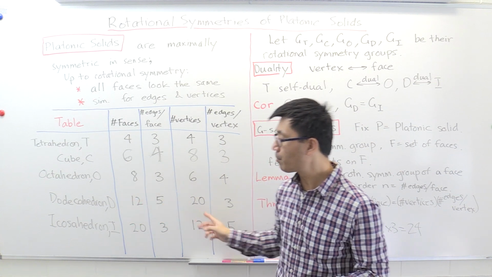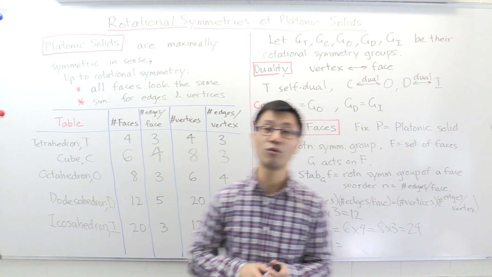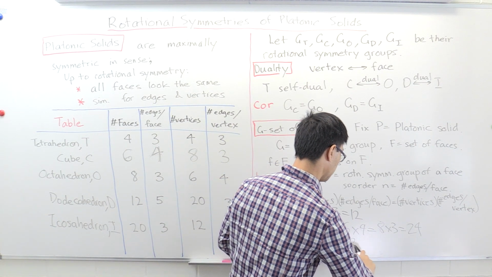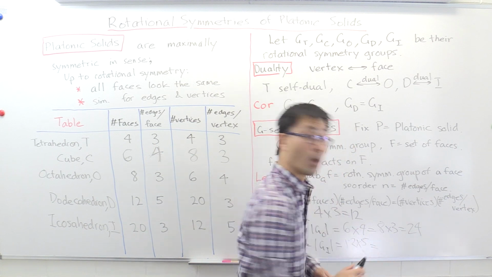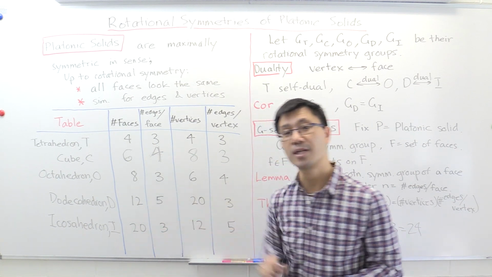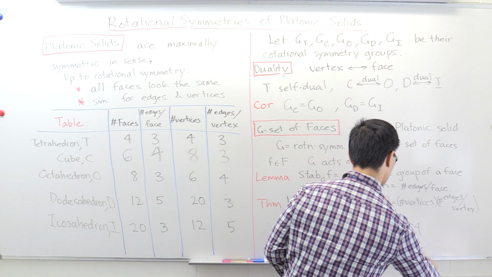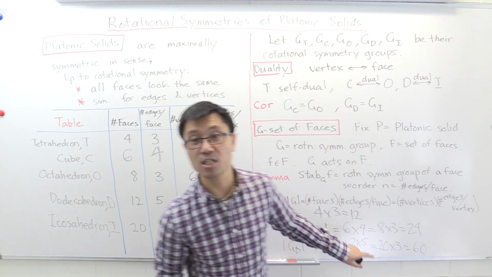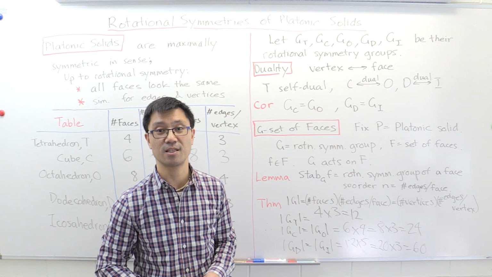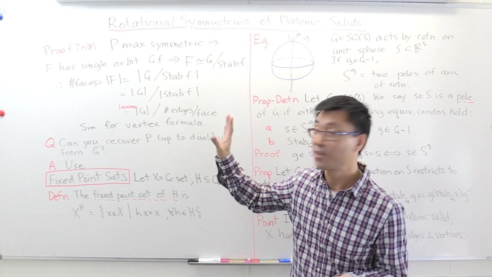And finally, the products that appear for the dodecahedron and icosahedron. You have 12 pentagonal faces, so you have 12 times 5. That's one possibility, and the other one is 20 times 3, or 20 times 3 here. So in both cases we get 60. So the order of this rotational symmetry group here is 60. Okay, now let's go ahead and prove this beautiful theorem.